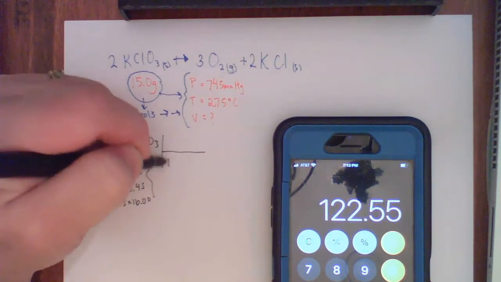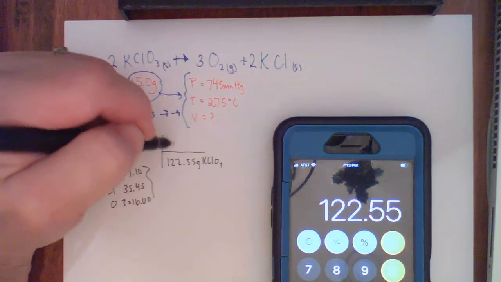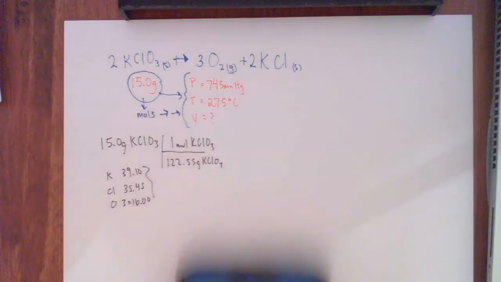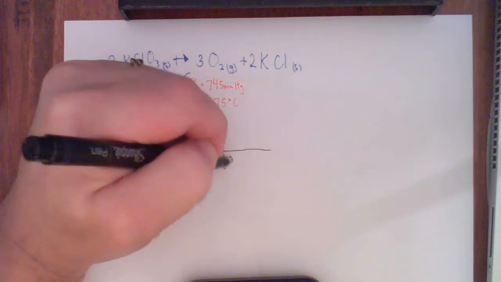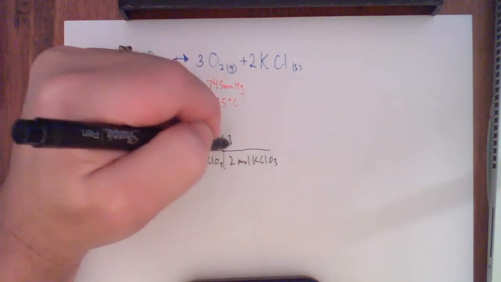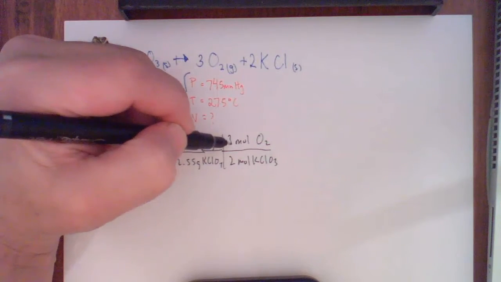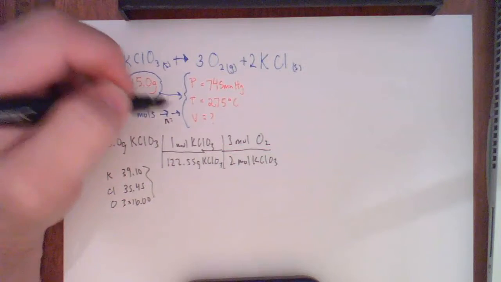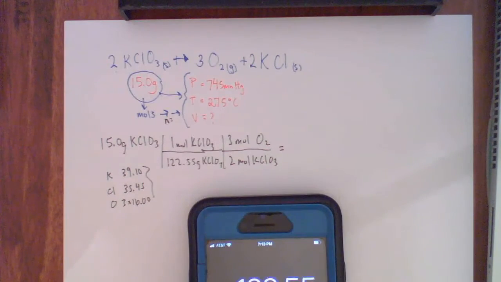So we're going to go 122.55 grams of KClO3 to 1 mole of KClO3. We're now going to go through and convert our moles. So 2 moles KClO3 to 3 moles of O2. Now we're going to stop here at this point because now we're going to get our mole amount. That's what I really want, is to get to the moles of oxygen, so then I can use the ideal gas law. So I'm going to put an equal sign there, and we're just going to go through and figure this out.